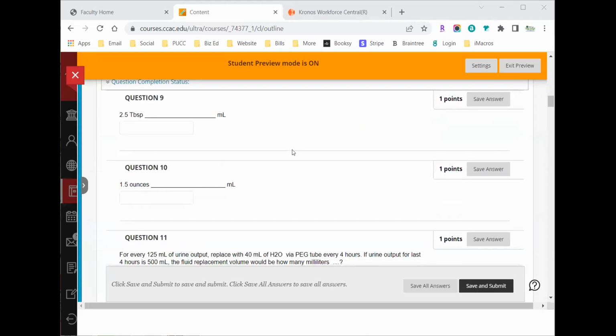All right. Tablespoons to milliliters. You need to know, because again this won't be given to you, that 1 tablespoon is equal to 15 milliliters. So all you're going to do then is take 2.5 times 15, and you're going to get an answer of 37.5 milliliters.